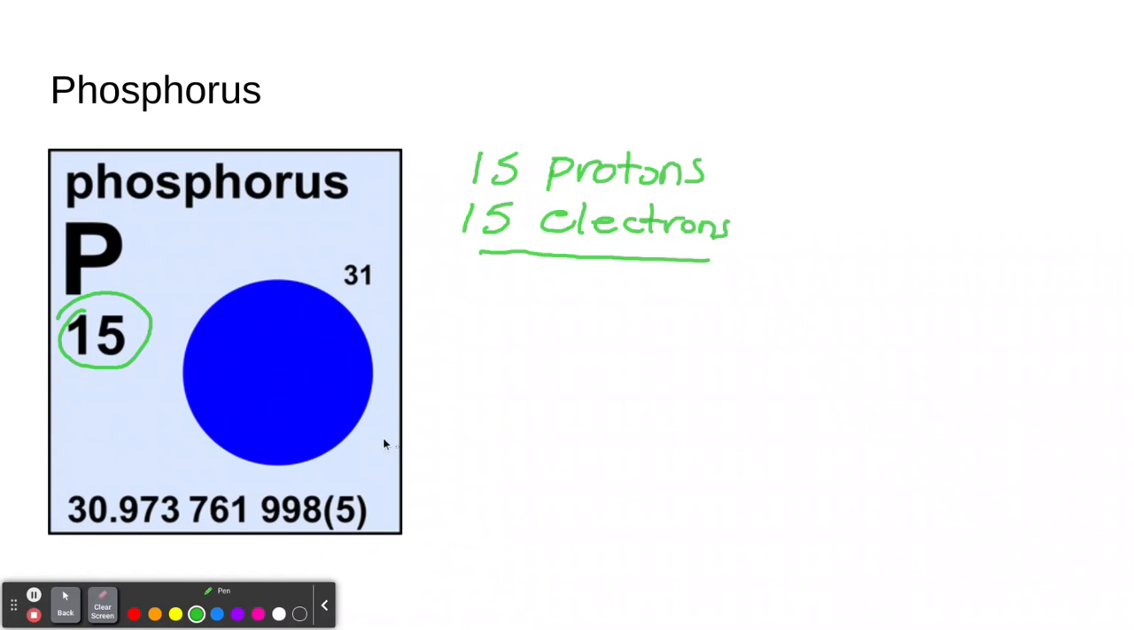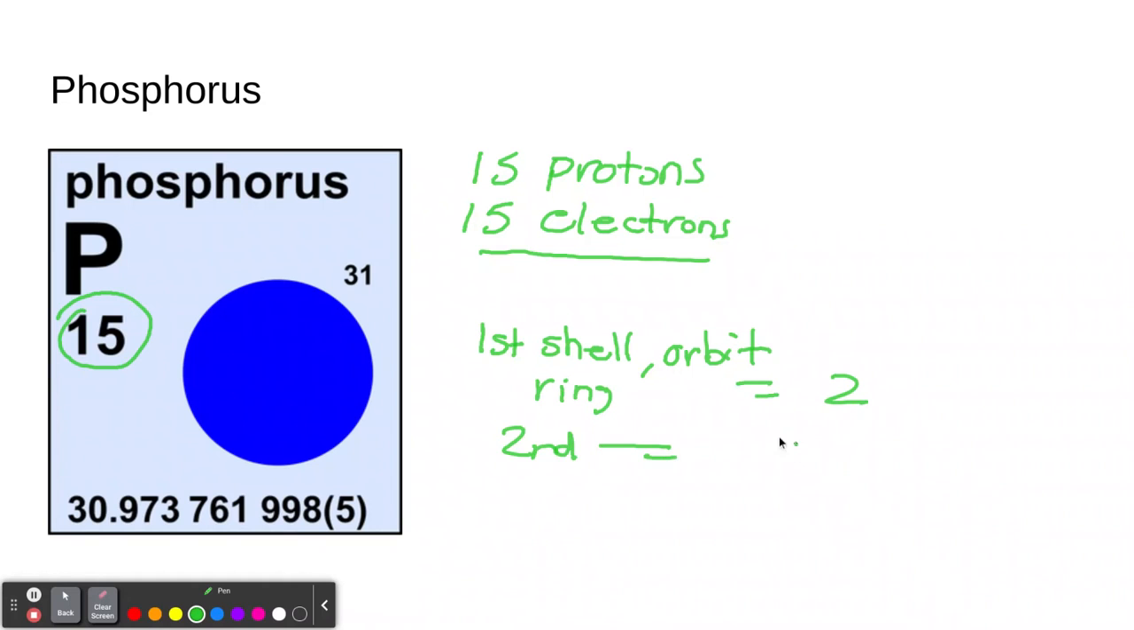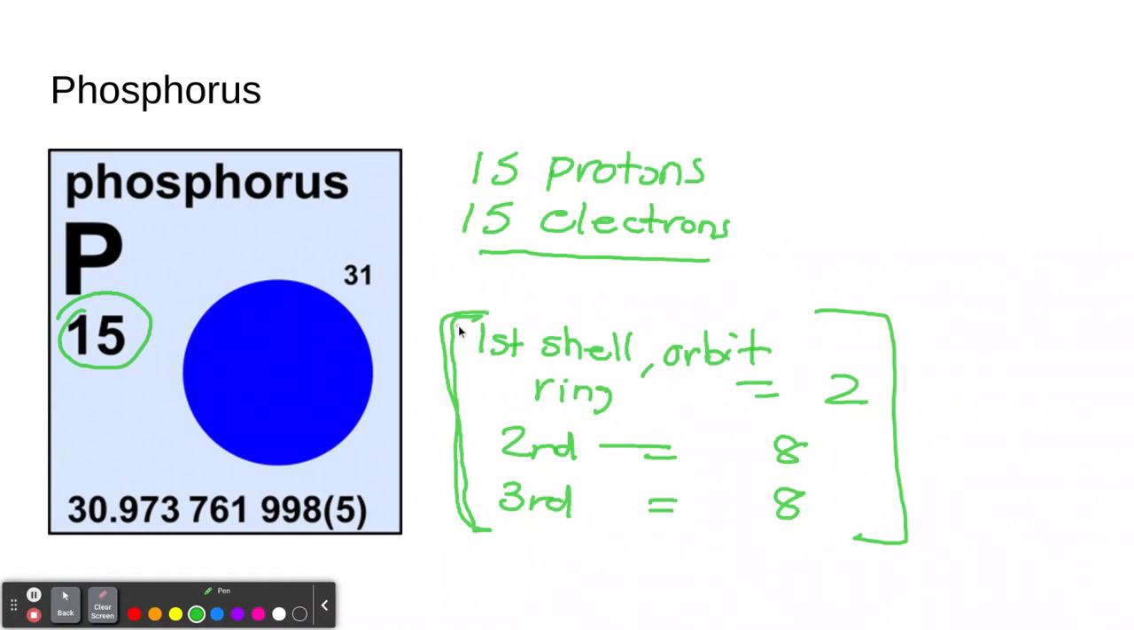But how about the number of shells? So again, from the last video, I said the first shell, call it shell or orbit, by now, you know there's many names for it. First ring can only hold up to 2. And the second one can hold up to 8. And the third one can hold up to 8. So how many rings do you think phosphorus has? Just by looking at this. Did you guess 3? Yes, it should have 3.